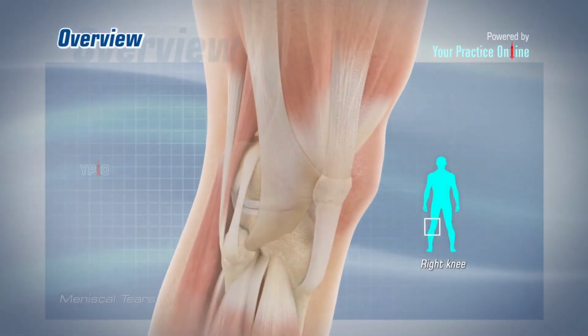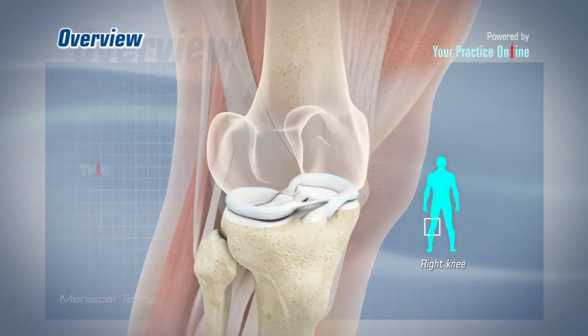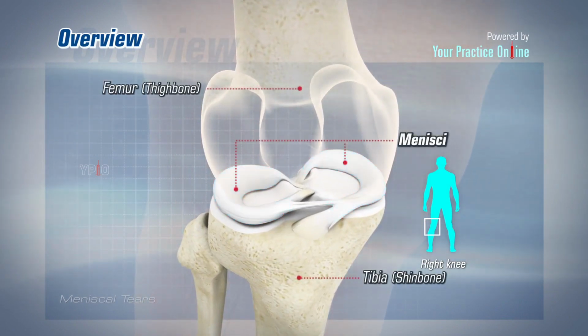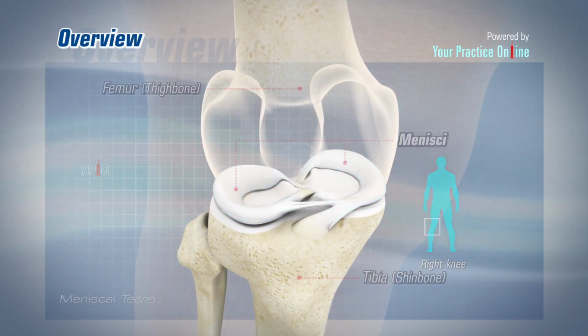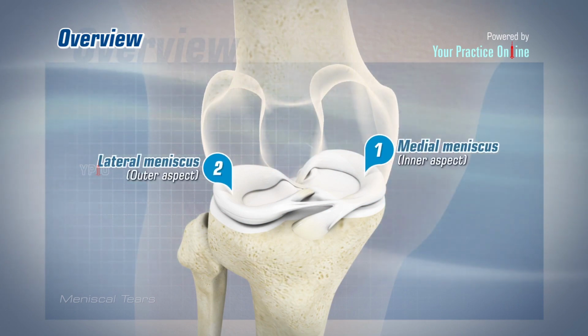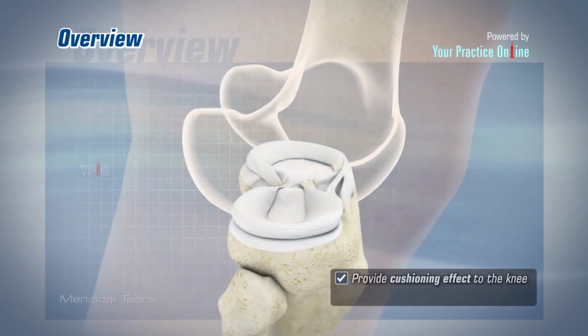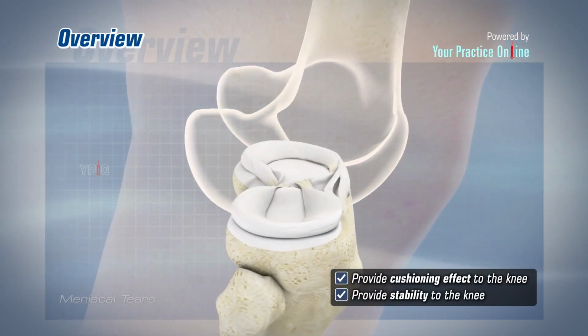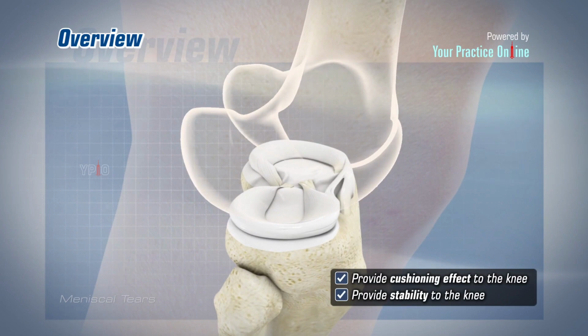The meniscus is a small C-shaped piece of cartilage in the knee joint. Each knee has two menisci, the medial meniscus on the inner aspect of the knee and the lateral meniscus on the outer aspect of the knee. The medial and lateral menisci act as a cushion between the thigh bone, femur, and the shin bone, tibia.